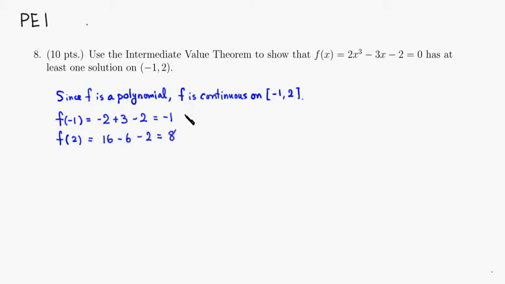This tells you that at x equals -1, the function value is -1, which is below the x-axis, and when x equals 2, the function value is +8, so it's above the x-axis. So this verifies that 0 is between f of -1 and f of 2.